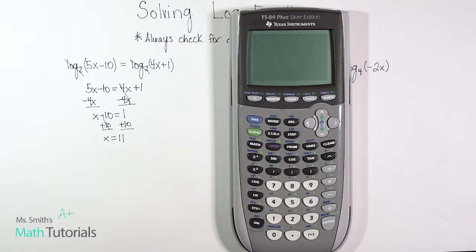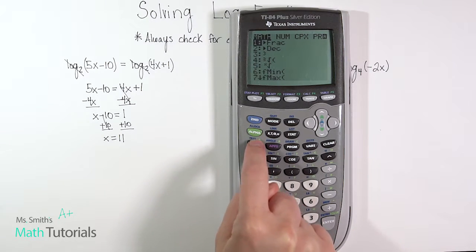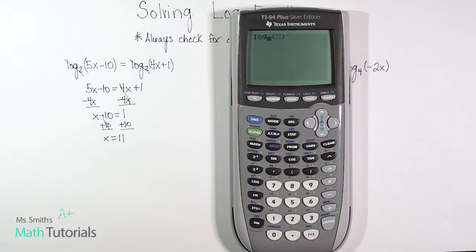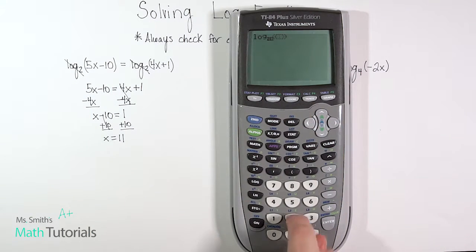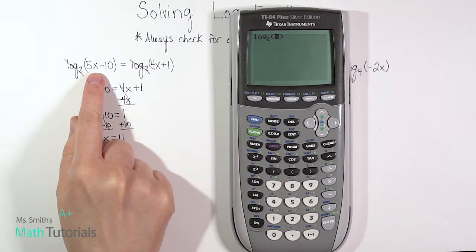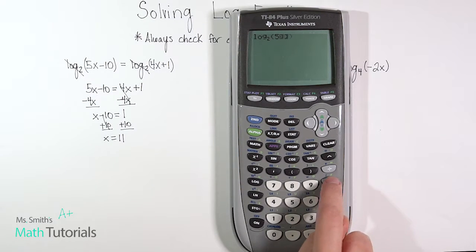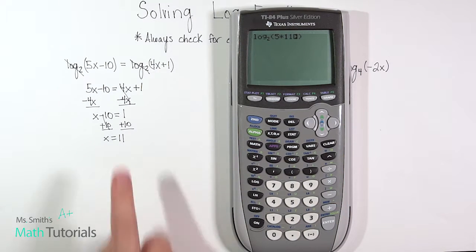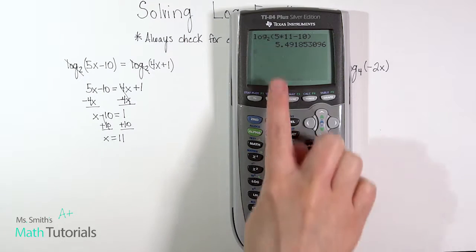To type in a log function on the calculator, we hit math, alpha, math, and that'll pull up that log base function. So we would put in the base place our 2. And then in our parentheses, we're going to put 5 times, and it was x, but now it's 11. So we'll put 5 times 11, and then minus 10. And then we'll see what our answer is. Now, we didn't get an error or anything, so that's good. It gave us an answer.